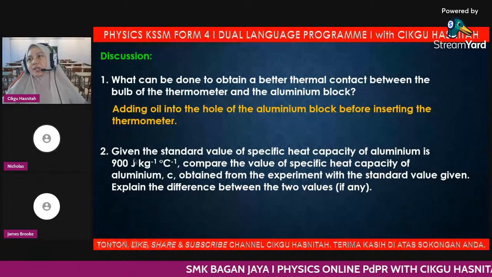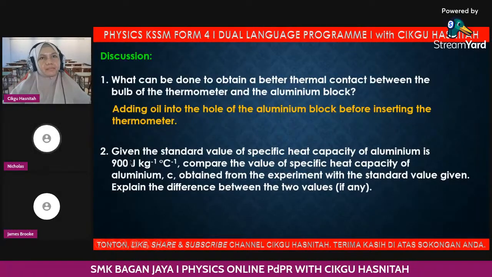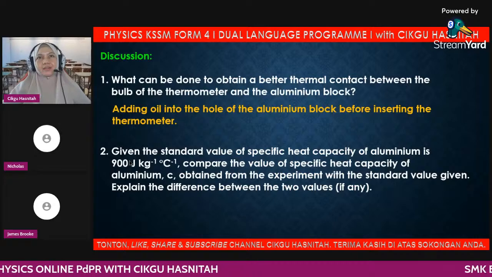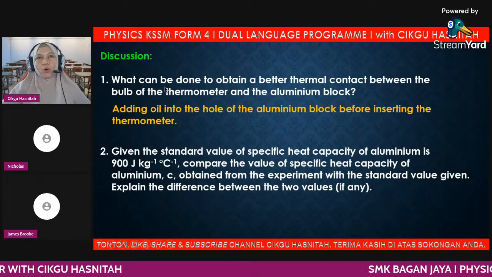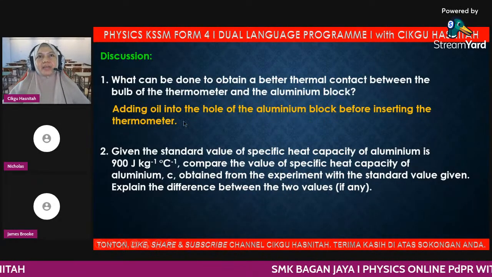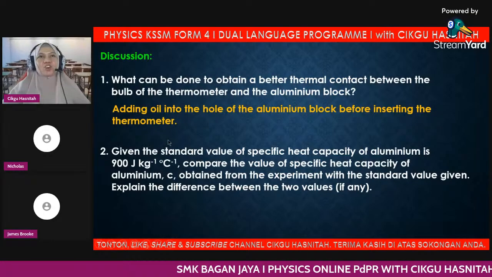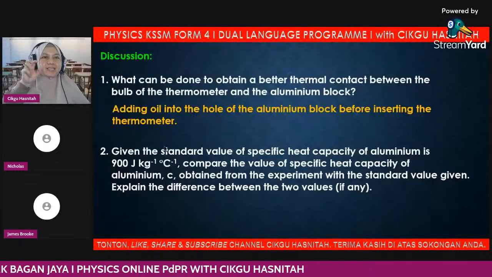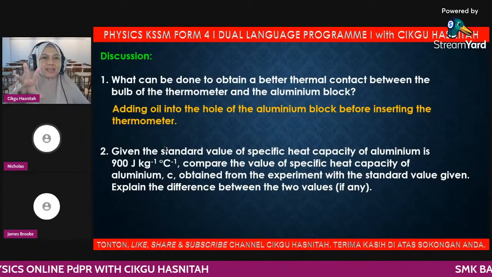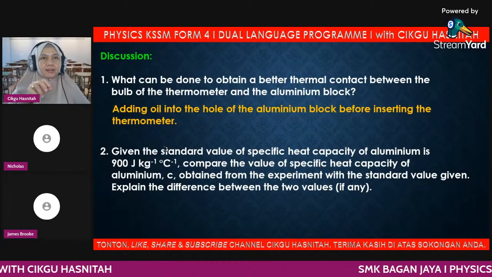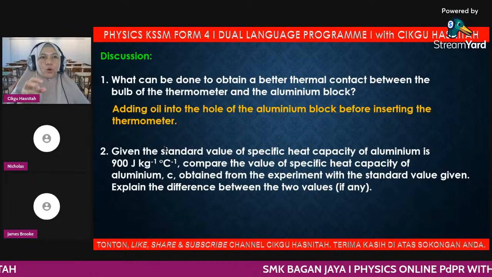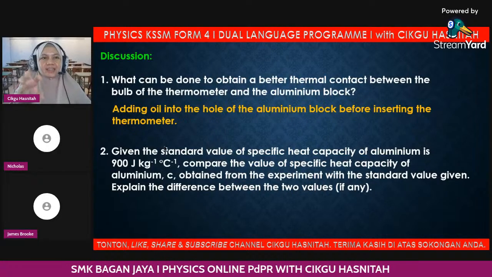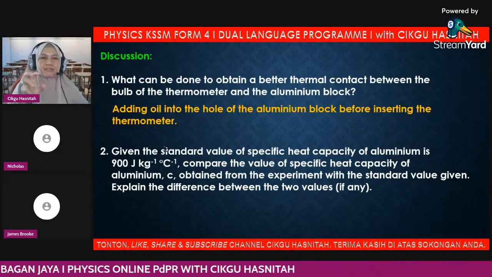And a question now. The thermal contact is between the thermometer and the oil. So the oil will be in contact with the aluminium block, and at the same time it will be in contact with the thermometer. So the oil acts like a bridge to link. Why do we use oil? Because oil has a very low specific heat capacity, so it can detect temperature changes very fast.